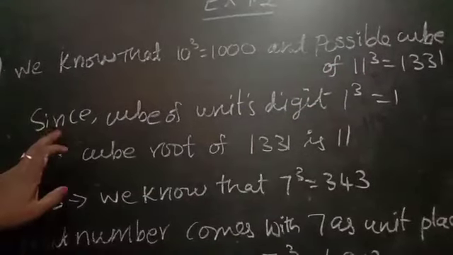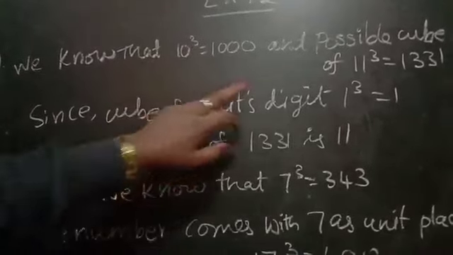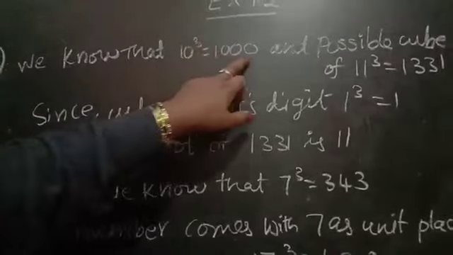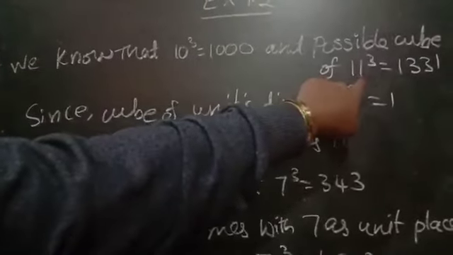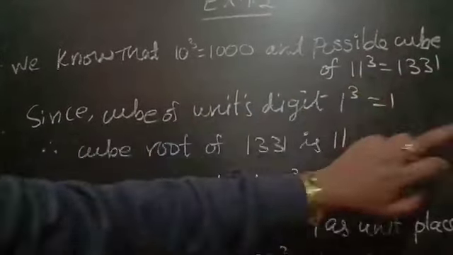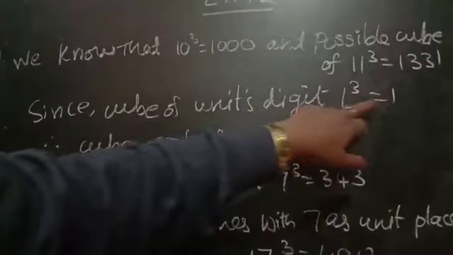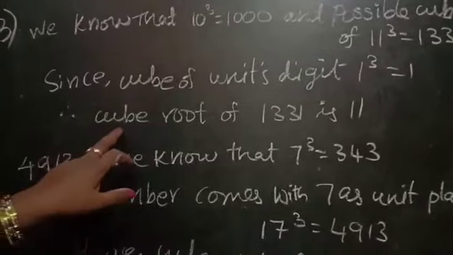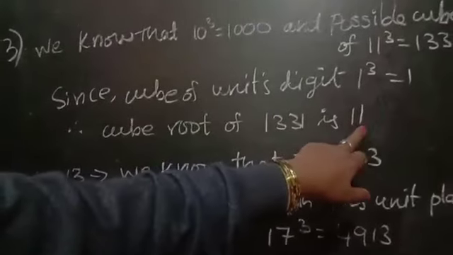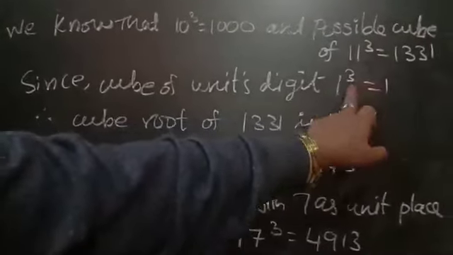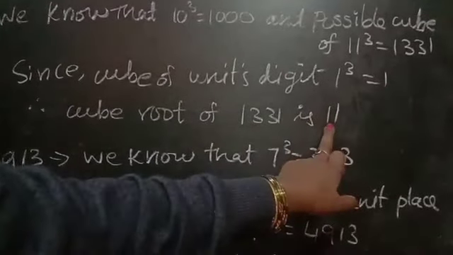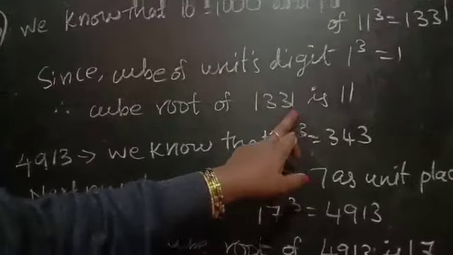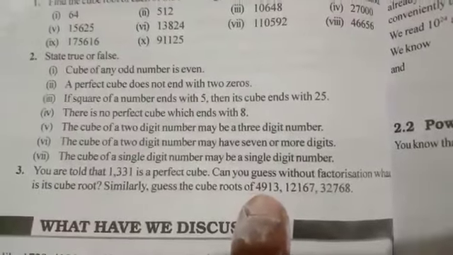Same like this, we look at the unit place. 0 cube means 0 we get 3 times. 1 cube means 1 into 1 into 1, 1 we get. Same like that we can guess the unit digit. So cube root of 1331 is 11, because 1 cube is 1, and 11 into 11 into 11 is 1331. Same way we can guess the first question.